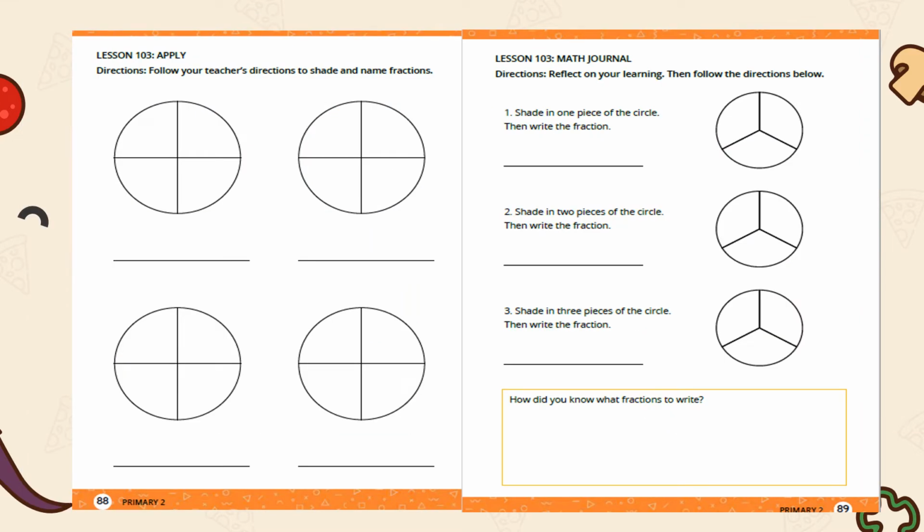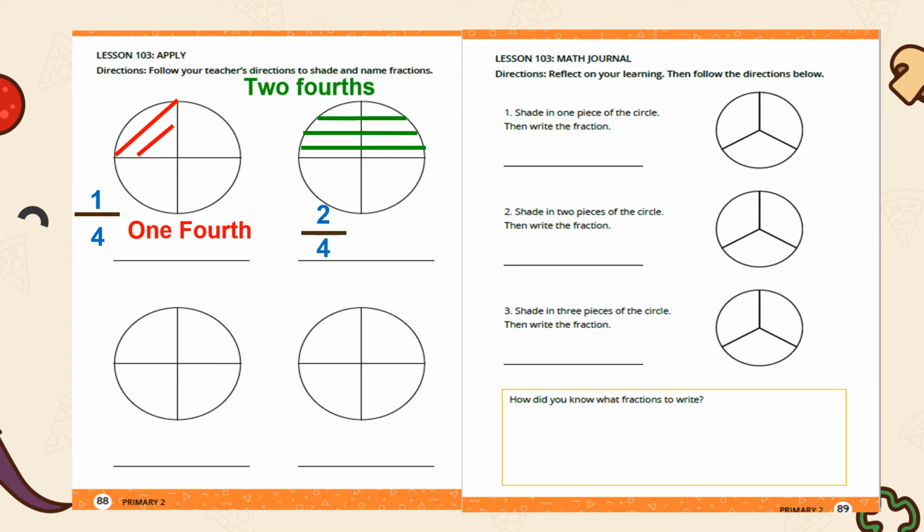The apply part, follow your teacher's directions to shade and name fractions. So we are going to shade each circle, then we write the fraction. In the first circle, we have just one colored part over the total parts, 4. So the fraction is 1/4. Now we have 2 colored parts over the total parts, 4. So the fraction will be 2/4.